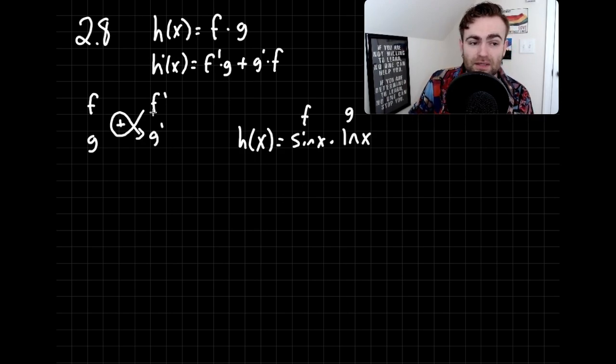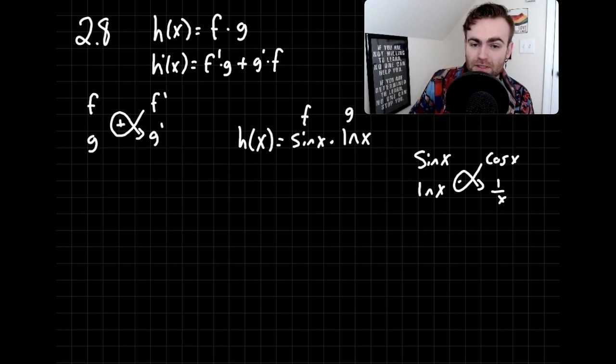I'm going to set it up with my little fish method here. So I'm going to write sine on the top. I'm going to write the natural log on the bottom. The derivative of sine is cosine. The derivative of the natural log is 1 over x, and then we're going to draw a fish, the little plus.